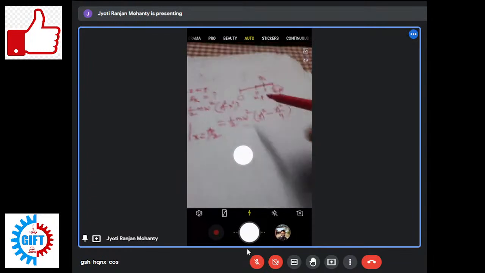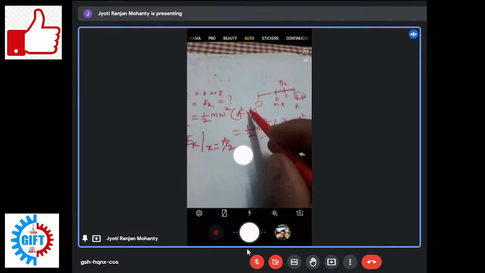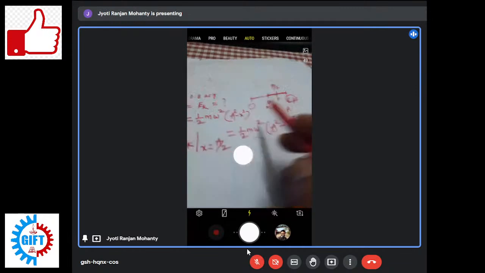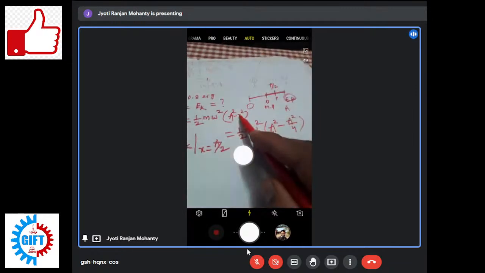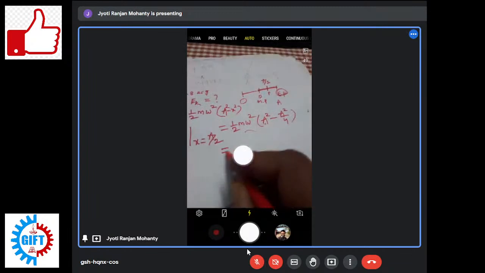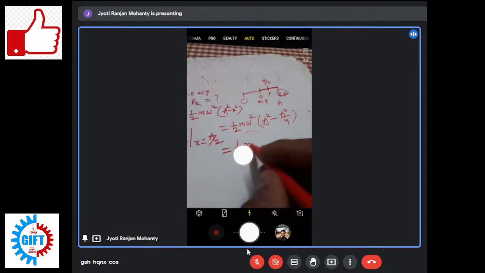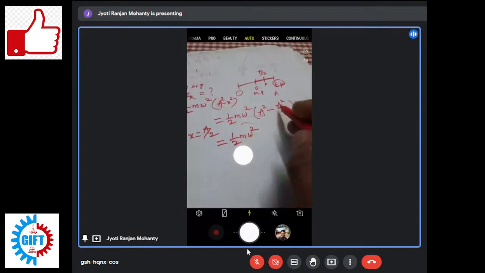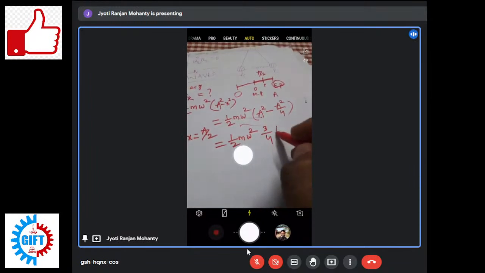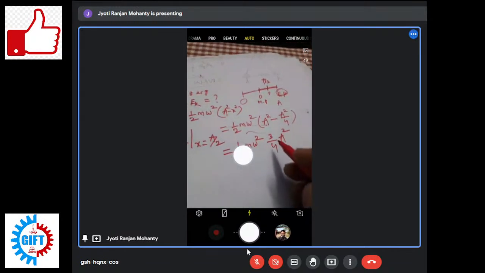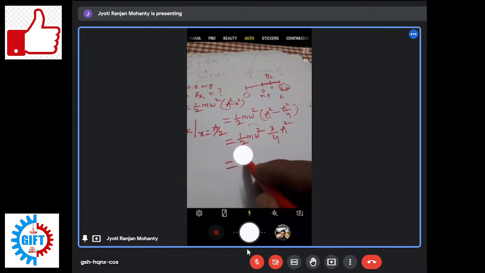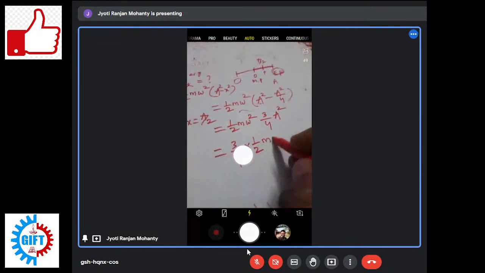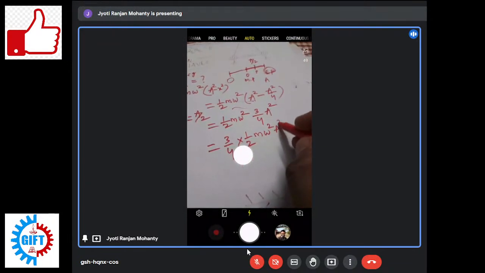Yes, sir. This is the formula for kinetic energy at any position. As per the question, we have to find it at x equal to a by 2. If you put a by 2, the whole square, a square by 4. So half m omega square, LCM is equal to 4, 4 square minus a square. So this implies 3 by 4 into half m omega square into a square.